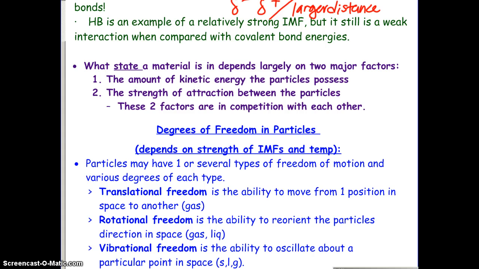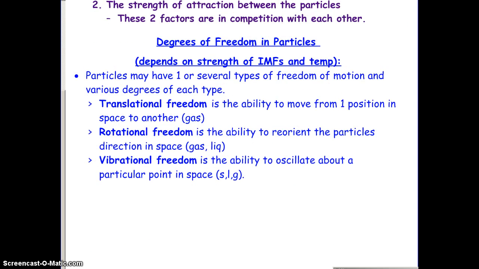A couple of other words you're going to be seeing a lot are degrees of freedom. Different phases have different movements of particles. Translational freedom means that these particles can move from position to position. That's only going to occur in gases because they're the only ones free to move around in space. Liquids stay next to one another in contact with one another, which means that they don't feel the volume of their container.